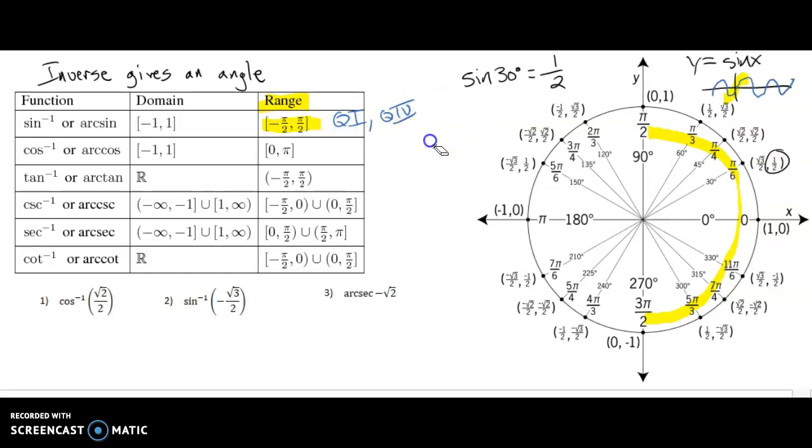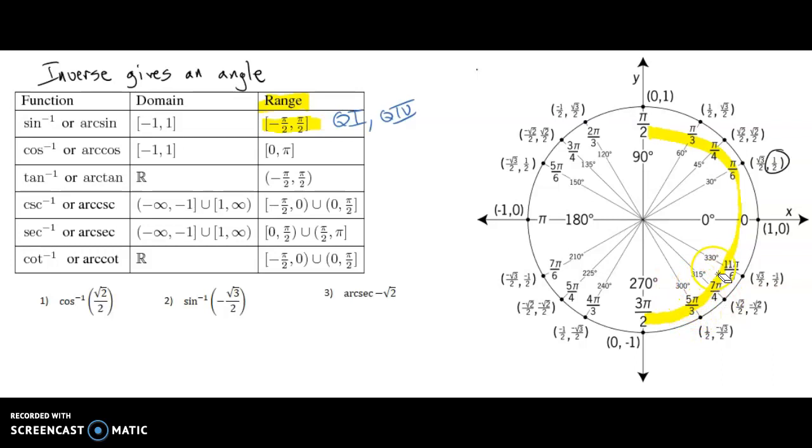So for sine, a quick way to remember that is quadrant 1 and quadrant 4. However, a confusing thing about that is that the answer is not allowed to be 11 pi over 6, 7 pi over 4, or 5 pi over 3, or 300, 315, 330 degrees, because it can't be bigger than 90 degrees. So you have to think about these values as their coterminal angles, or the negative version of them, which would be negative pi over 6. This one would be negative pi over 4. And this is negative pi over 3. And then those fit in this range rule.